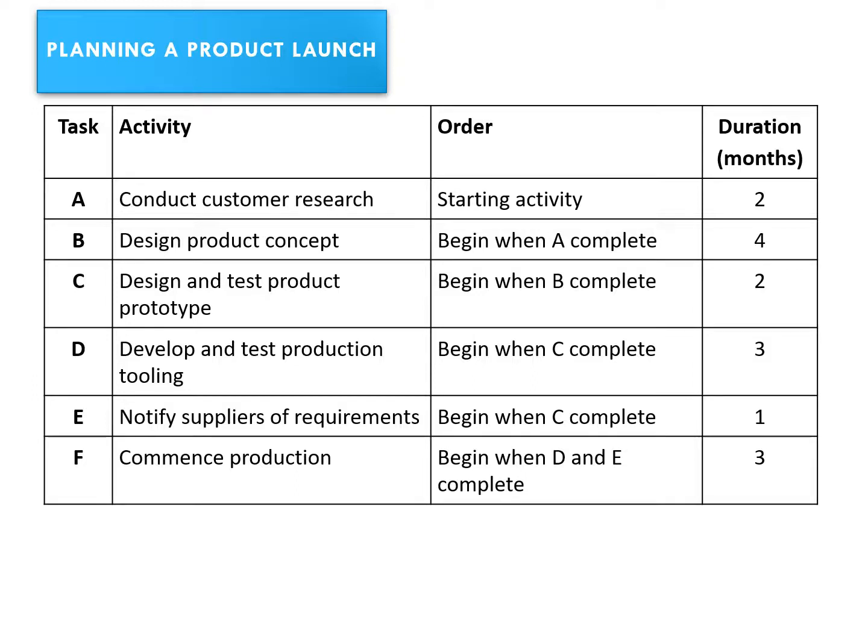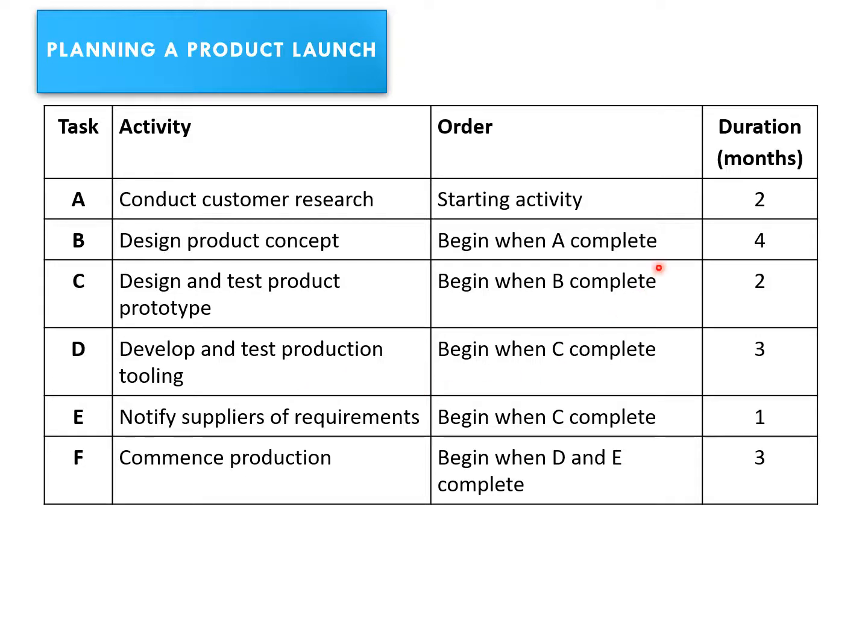The second thing I need to think about is the order in which these activities can take place. So I need to start with my customer research. And only once that is completed can I then begin to design my product concept. So task B is dependent on completing task A. And task C, designing and testing the prototype, I can only complete that once I've designed the product concept. So task C is dependent on completing task B. Commencing production, I can only start when both D and E are finished. So I have to have notified my suppliers and I have to have developed and tested my production method.